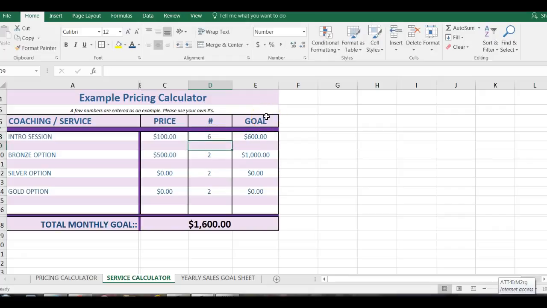Let's say I make 6 sales there. I'm at $1,600, and I make 1 more here. Wait, 3 here. So now I'm at $2,100. So even if my goal is 4, if I increase my intro session, I still can meet that number. But you really want to track it.